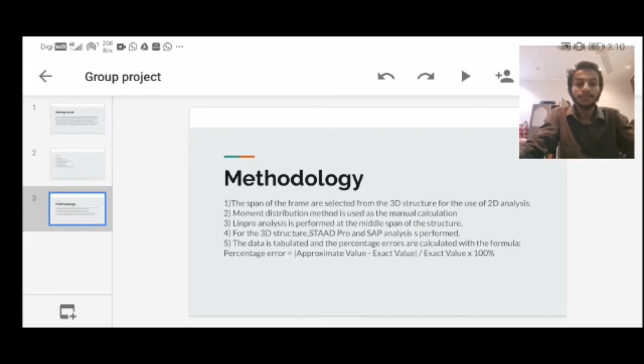Going into the methodology. The span of the frame is selected from the 3D structure for use in the 2D analysis. For the manual calculation, the moment distribution method is used. LinPro analysis is performed at the middle span of the structure. For the 3D structure, STAAD Pro and SAP analysis is performed. The data is tabulated and the percentage errors are calculated with the formula: percentage error is equal to the absolute value of approximate value minus exact value, divided by the exact value, times 100%.